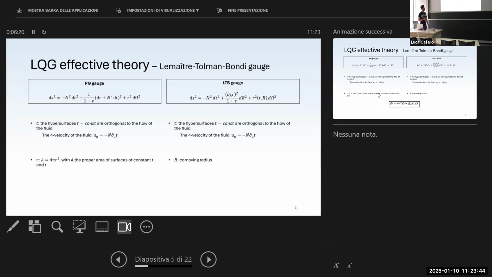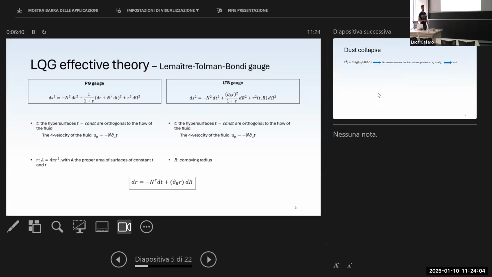However, the radial coordinates are different. So here, this lowercase r, I will refer to this one as the physical radius, and that's what gives you the proper area by multiplying by 4 pi. But on the other hand, here we have this capital R, which is the so-called co-moving radius. And the metric here is diagonal. So this is the explicit change of coordinate. And you see here the partial derivative of the physical radius with respect to t, which if you want is the velocity of the fluid, is given by the R component of the shift vector.